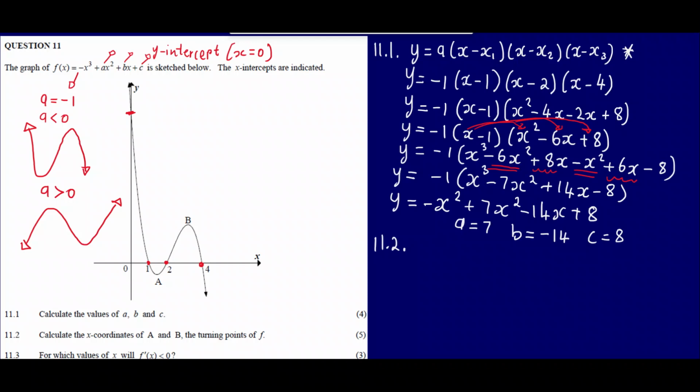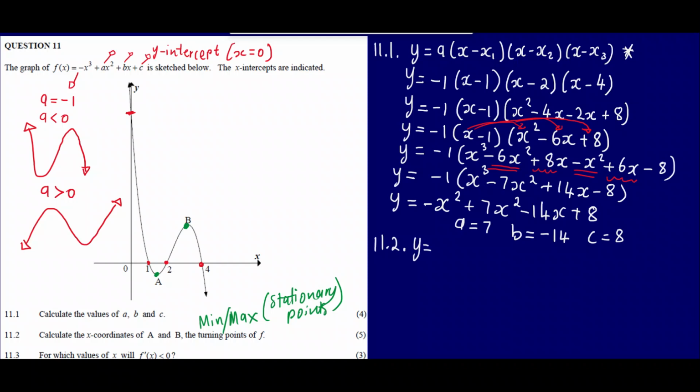11.2. Calculate the coordinates of A and B, right? A and B are simply the coordinates of the turning points. You can see that we've got a turning point which is a minimum, and a turning point which is a maximum. So if someone asks you the minimum, maximum, we know that we'll be looking for the turning points, and also stationary points, right? It's the same thing that we have to do here.